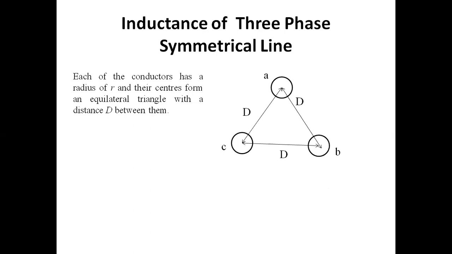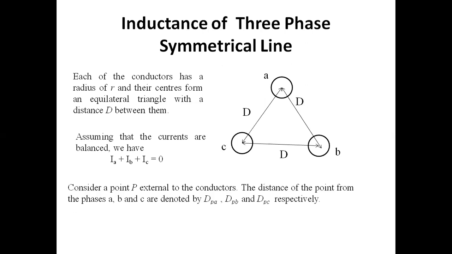The radius of each conductor is taken as r, and the distance between A to B, B to C, and C to A is taken equal, that is D. So this is a balanced three-phase system. For a balanced three-phase system, you know that the total current IA plus IB plus IC must equal 0.